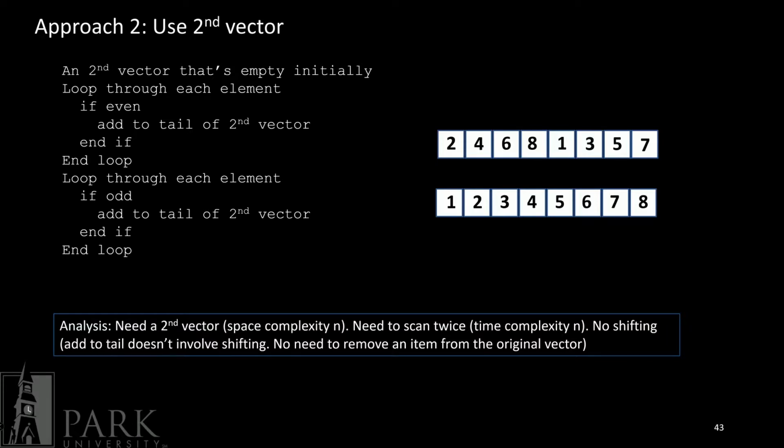And adding an item to the tail doesn't involve any shifting either. We don't need to remove, only copy an item from the original vector to the helper. So overall, the time complexity is n number of steps, or it's linear. This approach is probably the most straightforward and easiest to understand.